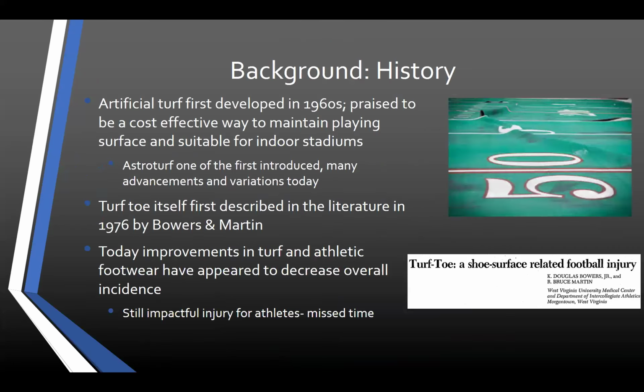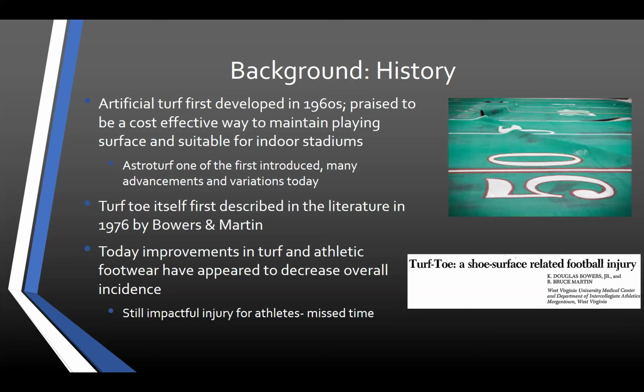So with the background, the injury itself really gained attention and started to show itself in the 60s, when athletic playing surfaces and fields started to be transitioned towards artificial turf. Artificial turf was developed as a cost-effective way for athletic facilities and fields to maintain their playing surface. With artificial turf, there was no more grass to maintain, no more soil to keep an eye on, and that really helped with the overall cost. It was also praised as suitable for indoor stadium use.